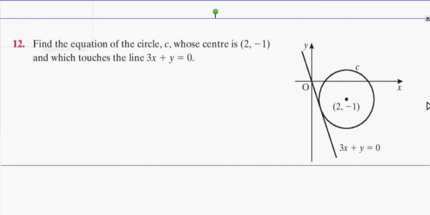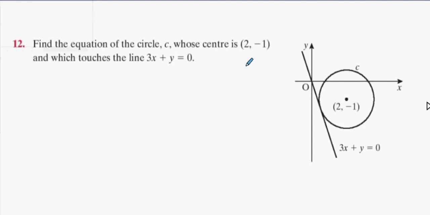Find the equation of a circle who has a centre of (2, -1), which touches the line 3x + y = 0, right? So the method I would use here is if you draw a line perpendicular to the tangent and it goes through, so it has to be at 90 degrees and it has to go through the centre of the circle, so roughly there. Okay?